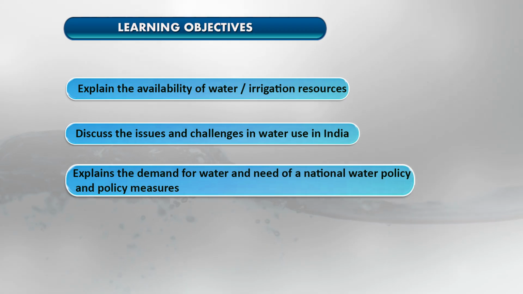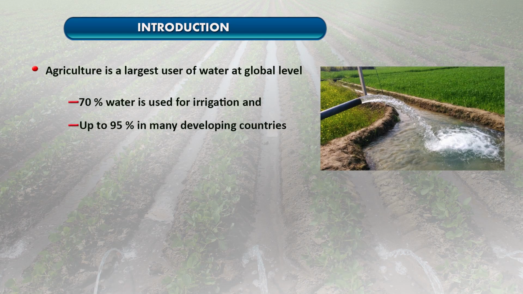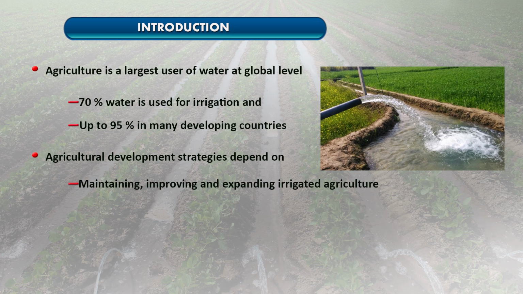and policy measures. So, agriculture is the largest user of water at the global level. Around 70% of water is used for irrigation, and in some countries, like developing countries, up to 95% of the water is used for irrigation for agricultural production activity. So, agricultural development basically depends on the availability of water and irrigation infrastructure. So, maintaining, improving or expanding the irrigation infrastructure is very important.